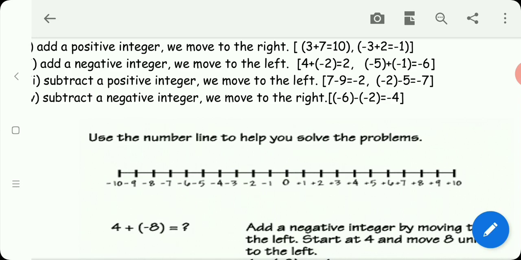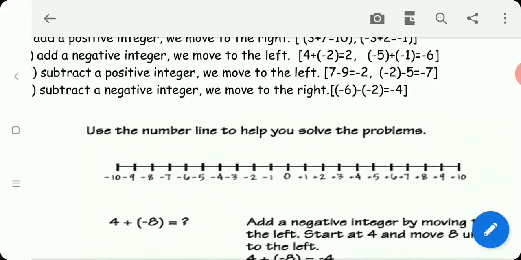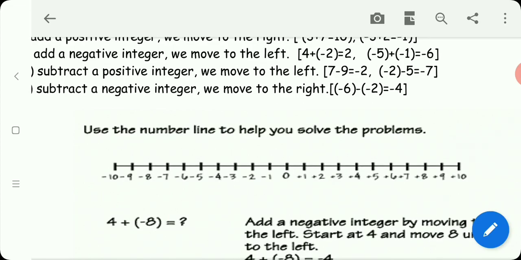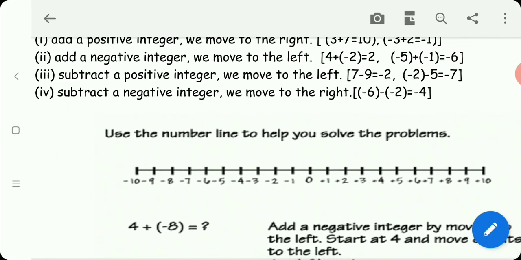Subtract a negative integer, you move towards the right. When you subtract negative integers, you have to move towards the right from the original number. Here is one example I have taken. Suppose that you have to subtract minus 2 from minus 6. That means the original number is minus 6. You need to subtract minus 2. So what to do? You have to move towards the right from minus 6. 2 steps towards the right: minus 6, minus 5, minus 4. The answer will be minus 4.